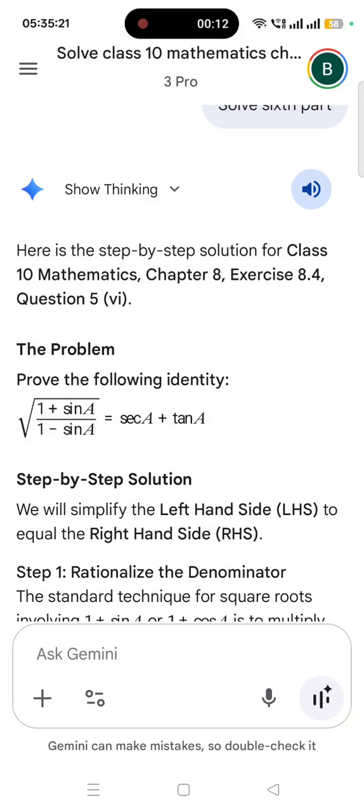Today we start with class 10th Mathematics chapter 8 exercise 8.4 question number 5 6th part.